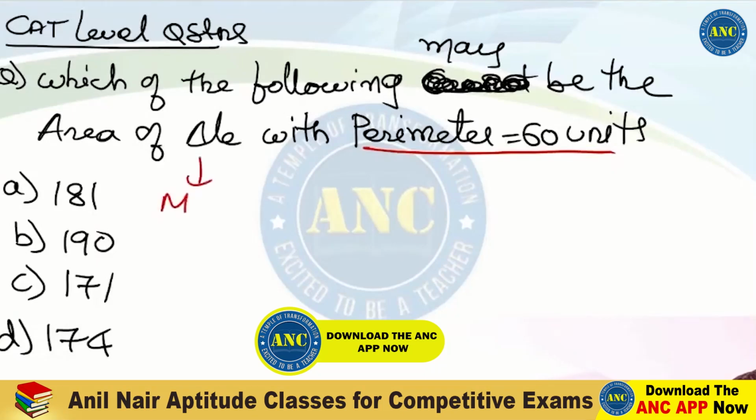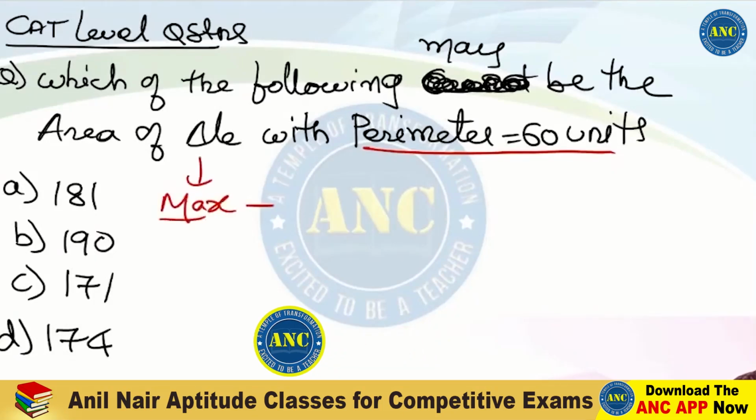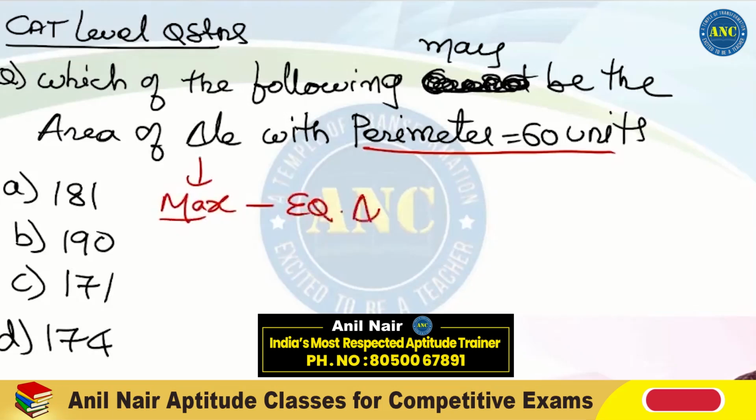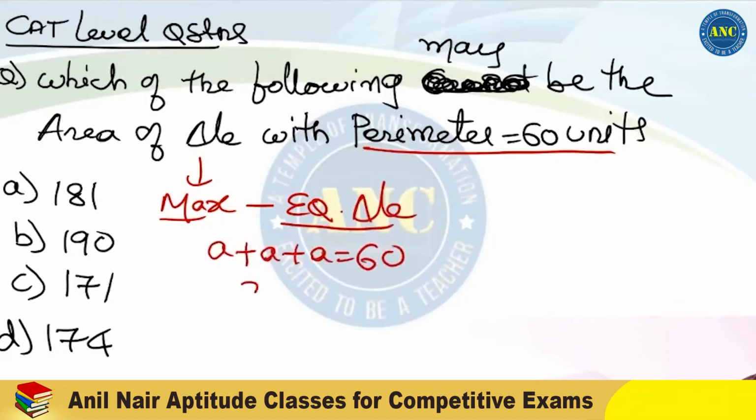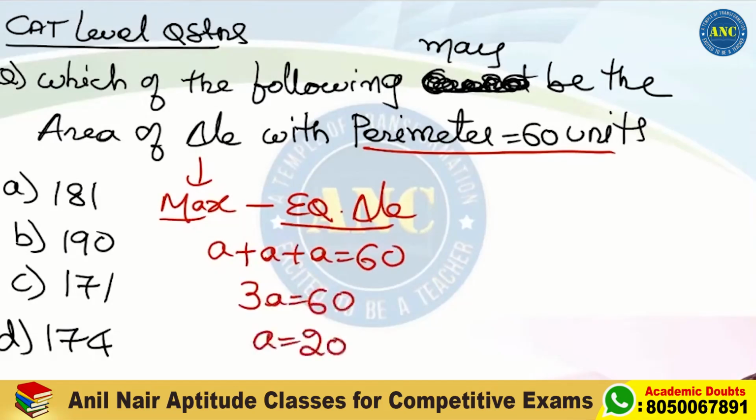Just now we discussed area of a triangle is maximum for an equilateral triangle. A plus A plus A, which is nothing but 60. 3A is nothing but 60. A is nothing but 20. Just now we discussed everything. After discussing the concept only, I will create a question.